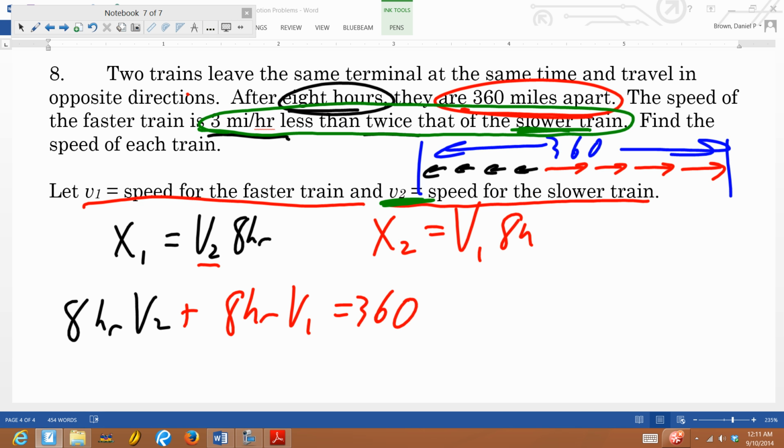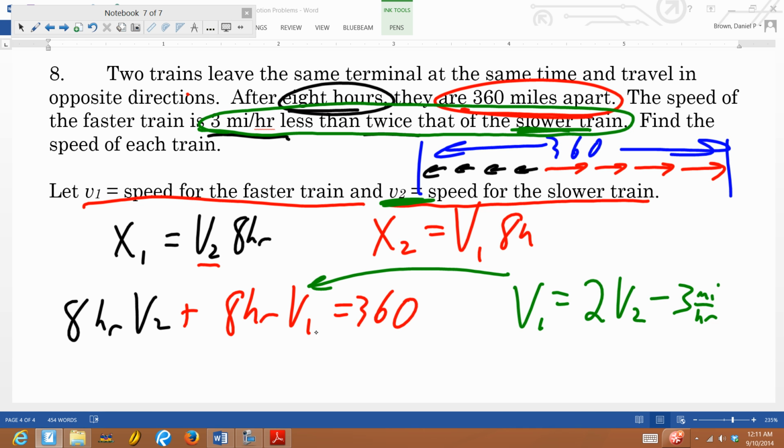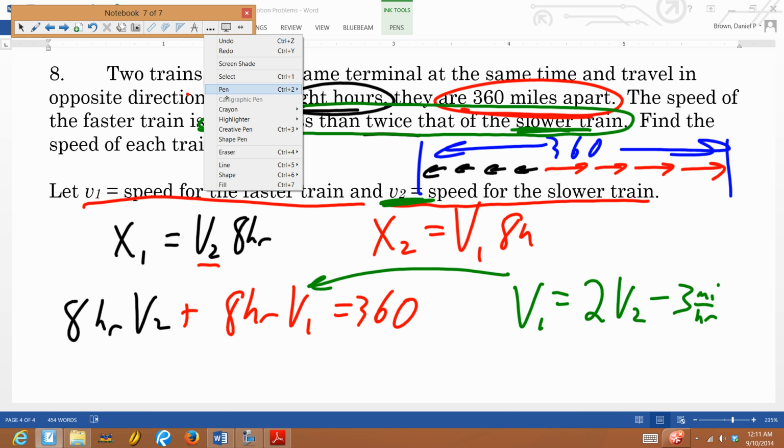Right? And so what they're trying to describe, thinking through it, is that v1, that's the fast train, is going twice the speed of v2, minus 3. Right, miles per hour. That's the speeds and how they're related. So I can go ahead and drop in this equality right here for v1 and make a substitution. Let's do that and keep solving.